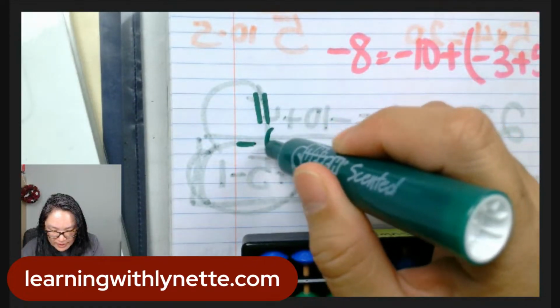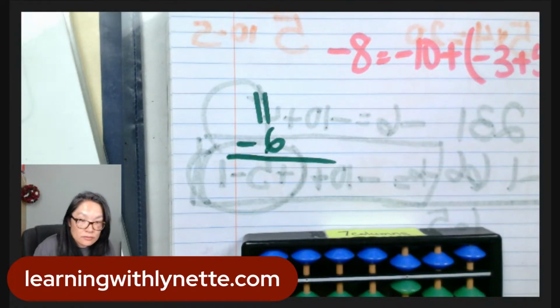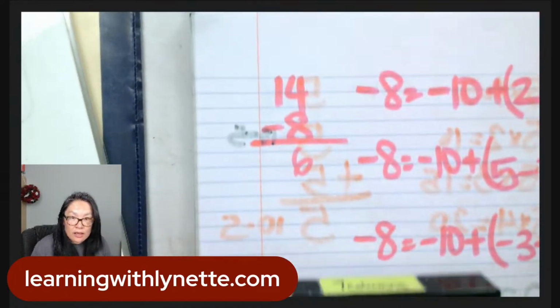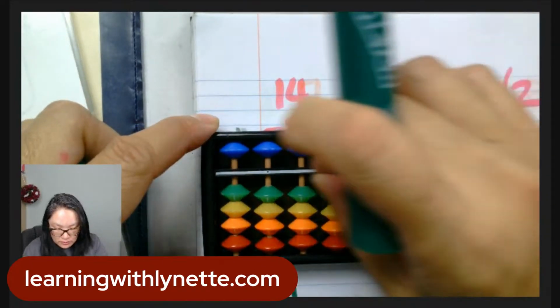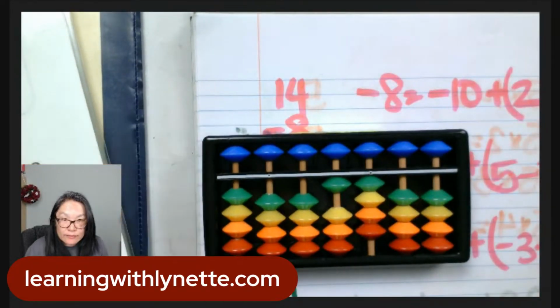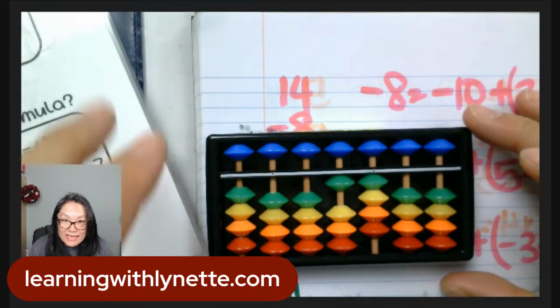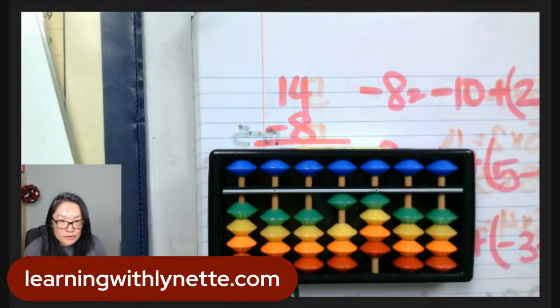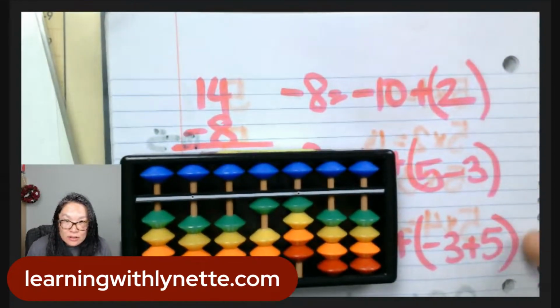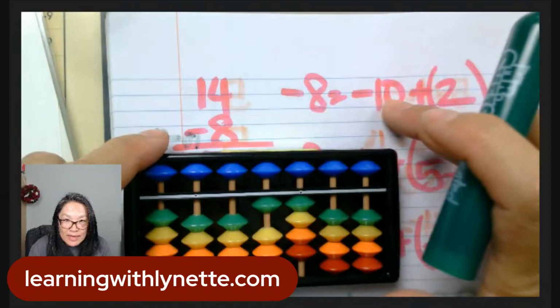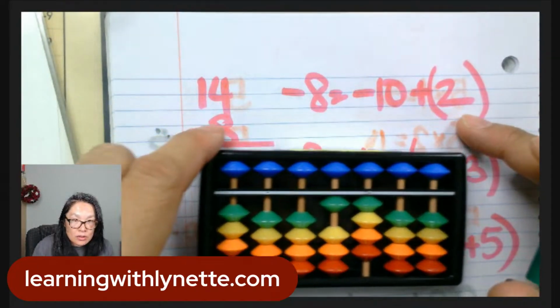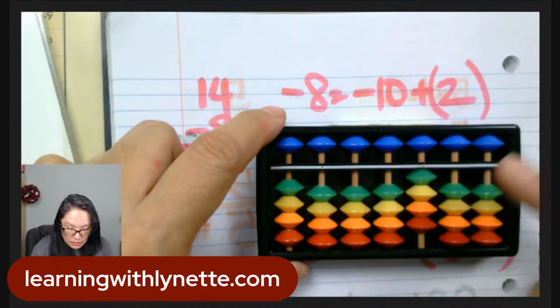We'll do 11 minus 6. Can you show that 14 again? Yeah. 1, 4. I want to take away the 8. To take away the 8, this is my formula. Minus the 10 plus the 2.